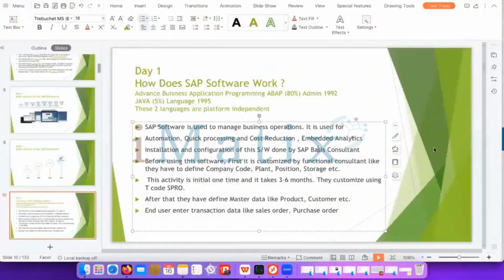There are different types of consultants. You cannot think that the basis consultant is responsible for all kinds of activity. The basis consultant is only responsible for ABAP and Java administration. Just to go back to embedded analytics, in S/4HANA it is there by default, correct?